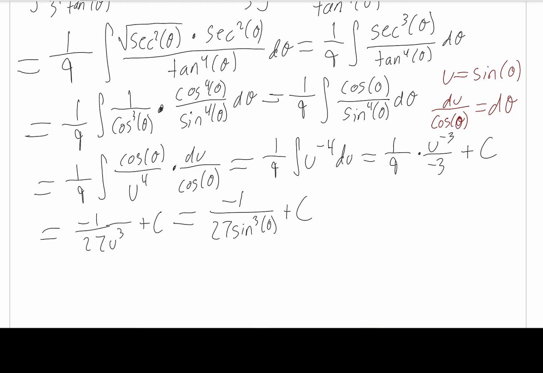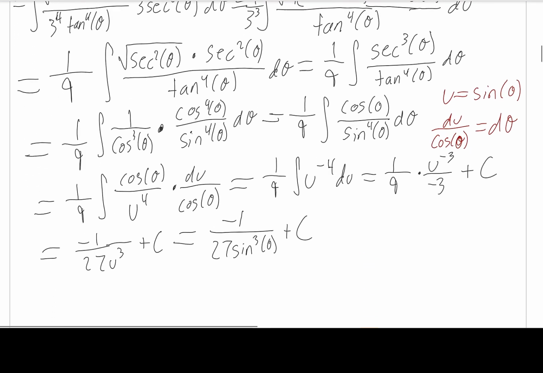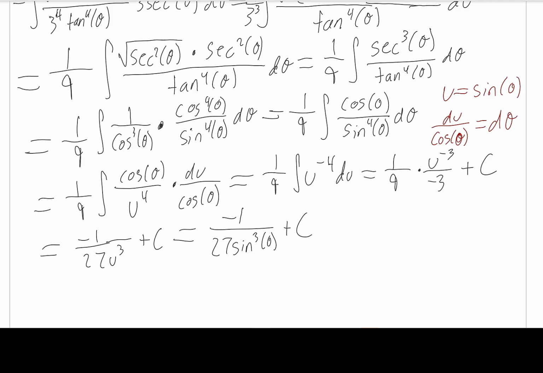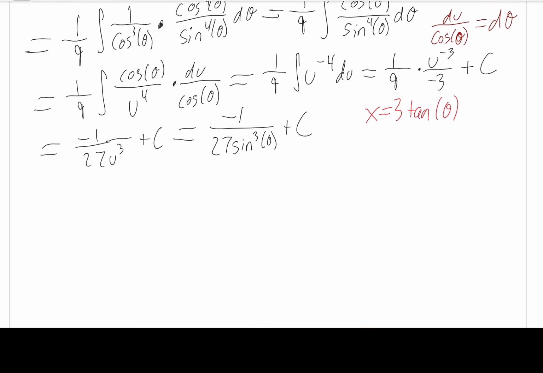And so now we need to get rid of theta. So we'll go back, we'll use our original substitution for x, which is x equals 3 tan theta. So I'll divide on both sides by 3, giving me x over 3 is equal to tan theta. And then I'll take tan inverse of both sides.